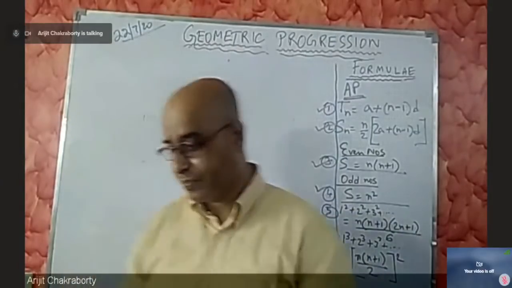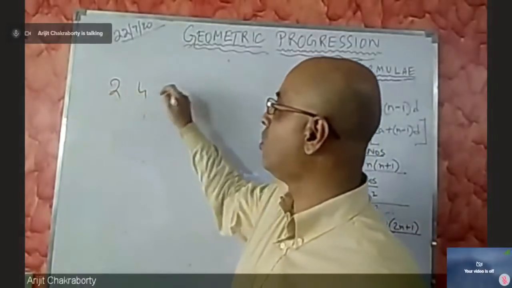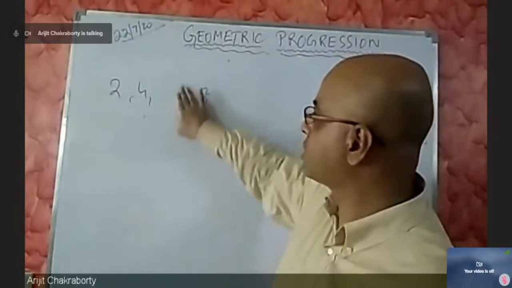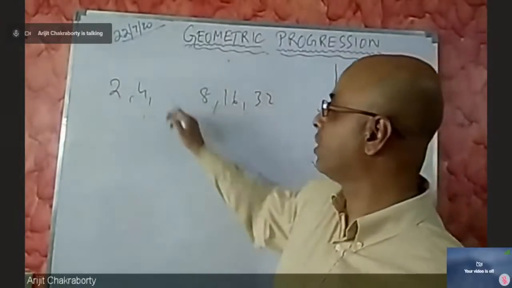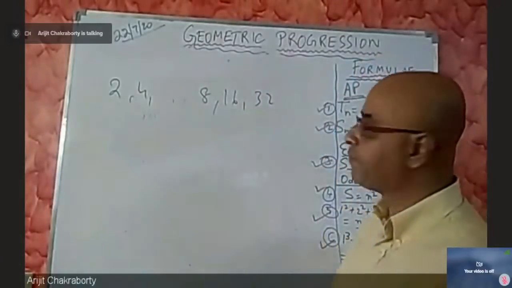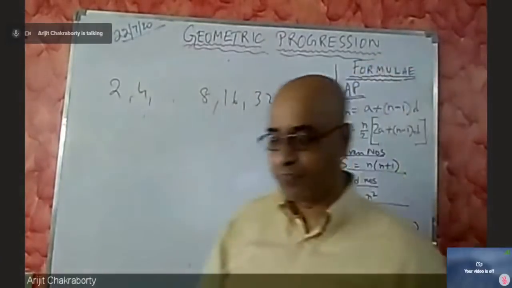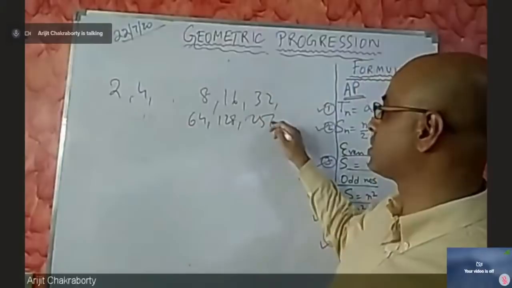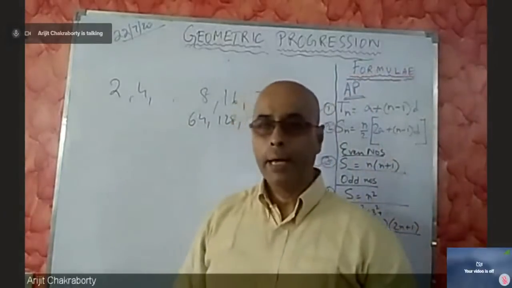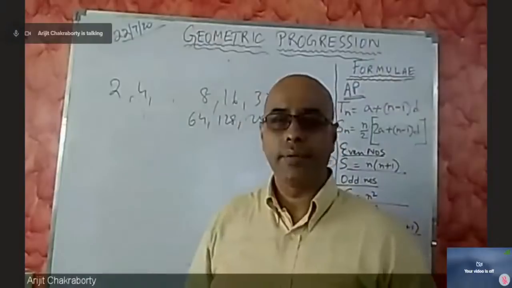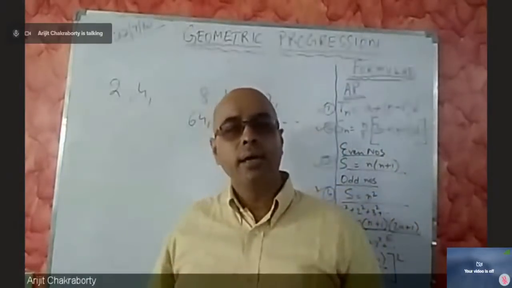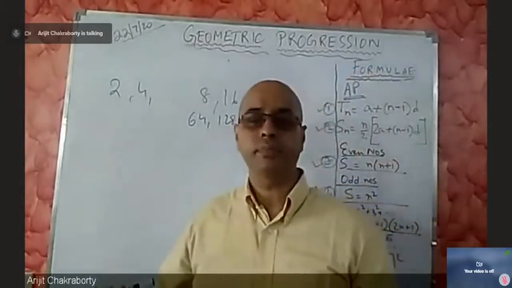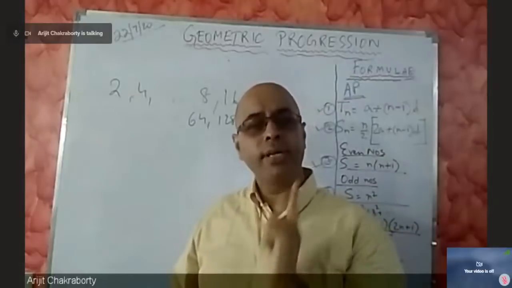Let's take the sequence 2, 4, 8, 16, 32, then 64, 128, 256, and so on. Here, is this a sequence? Yes, it is a sequence. Why? Because we see some order. It is increasing. Fine. Is it an arithmetic sequence?